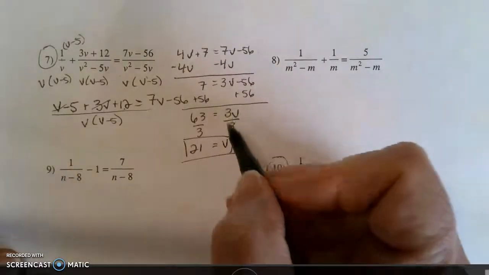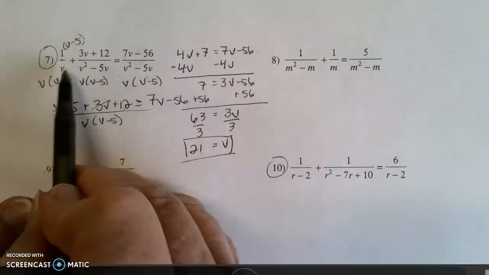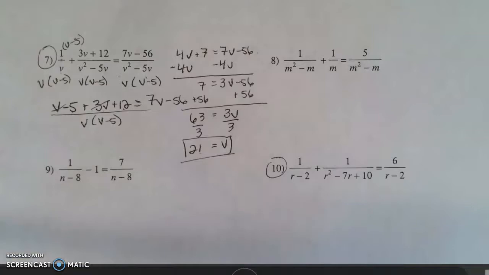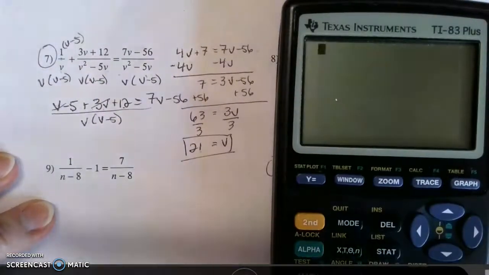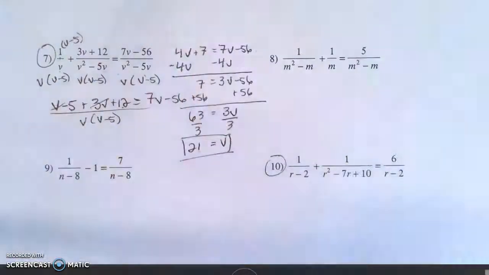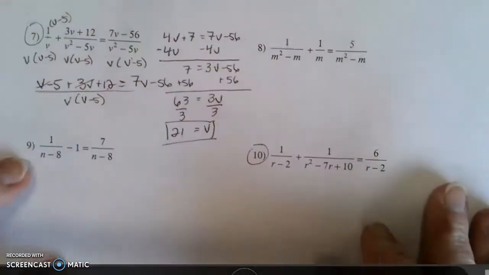Now I'm going to double check. If I plug a 21 in here, do I get 0? No. So 21 squared, and I'm just going to check. I want to make sure. 21 squared minus 5 times 21. And no, that does not give me 0. So I'm good. I just can't divide by 0, so I need to make sure that none of my answers give me a 0.